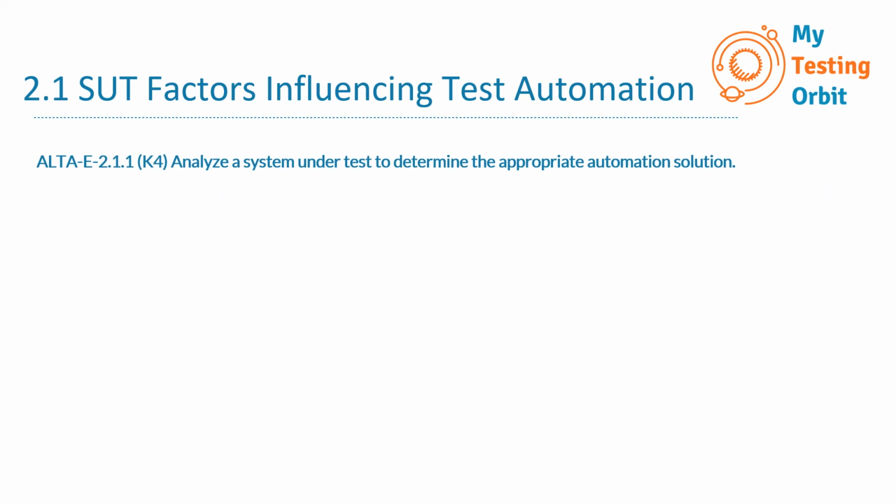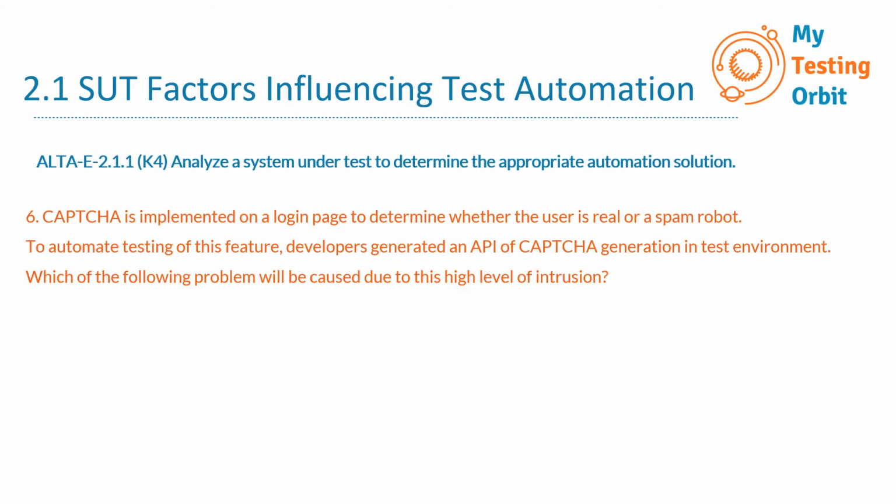Okay, for the same learning objective, the next question, question number 6 is, CAPTCHA is implemented on a login page to determine whether the user is real or a spam robot. To automate testing of this feature, developers generated an API of CAPTCHA generation in test environment. Which of the following problem will be caused due to this high level of intrusion?